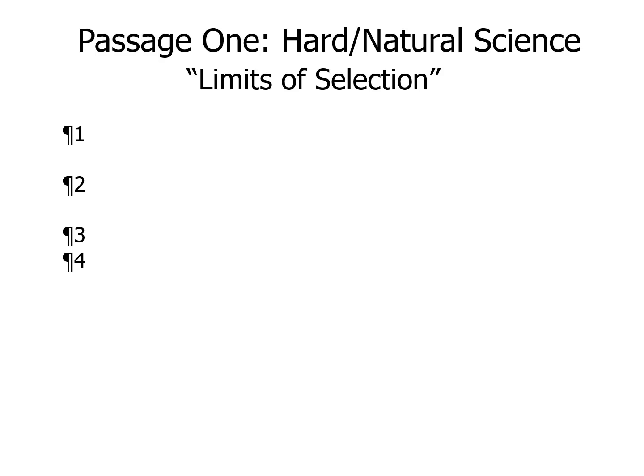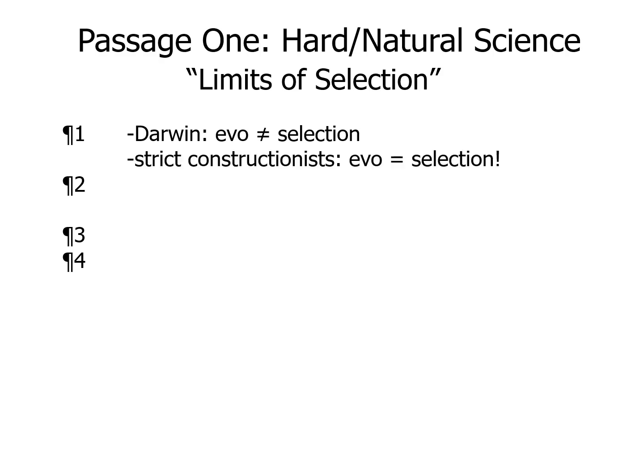First, there's Darwin and his views on evolution, which is that it doesn't just equal selection. On the other hand, we've got another group, the strict constructionists, and they say that evolution is just selection. Darwin doesn't want it to be seen that way, but that's precisely what these folks say it should be seen as. The author doesn't take a side here in the first paragraph, they just lay out what's going on.